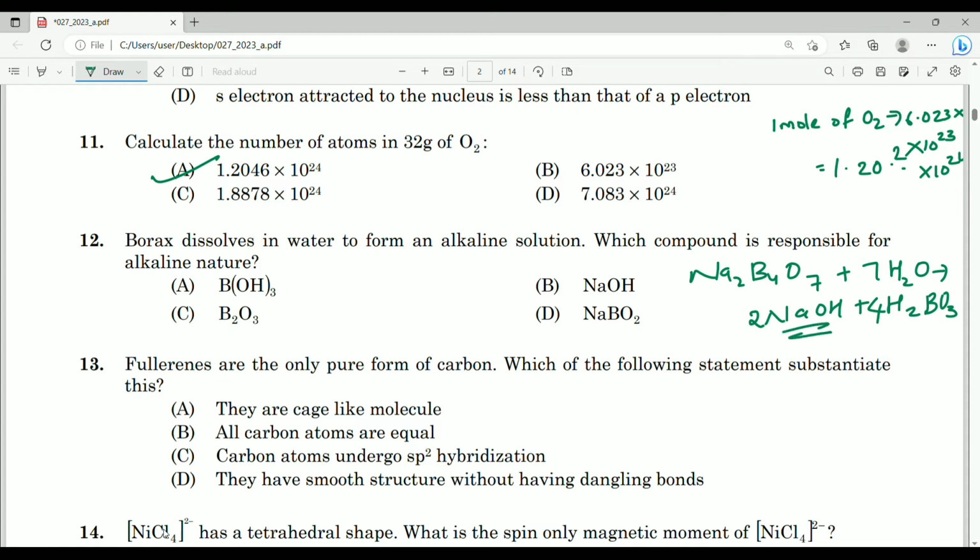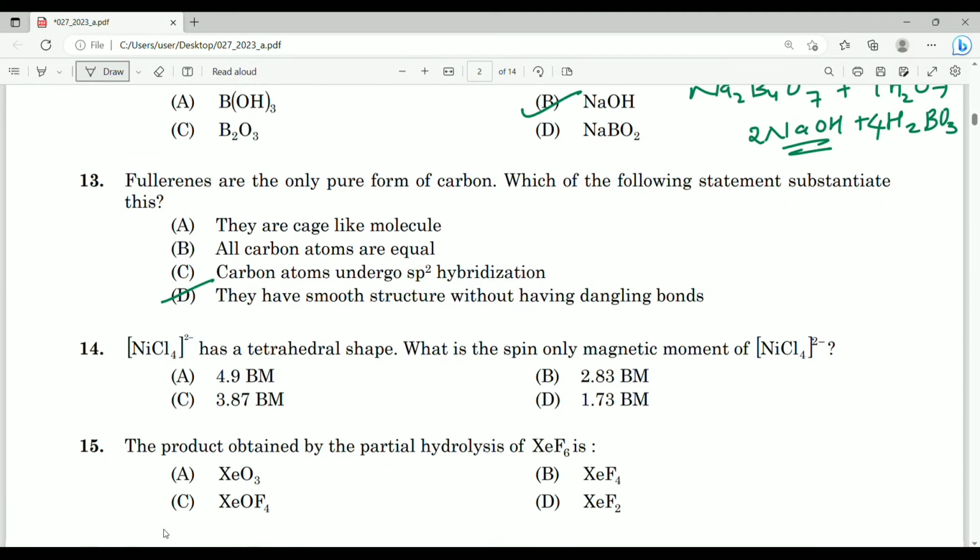So option B. 13. Fullerenes are the only pure form of carbon. Which of the following statements substantiate this? They are cage-like molecules. All carbon atoms are equal. Carbon atoms undergo sp2 hybridization. They have a smooth structure without having dangling bonds. So the answer is option D.